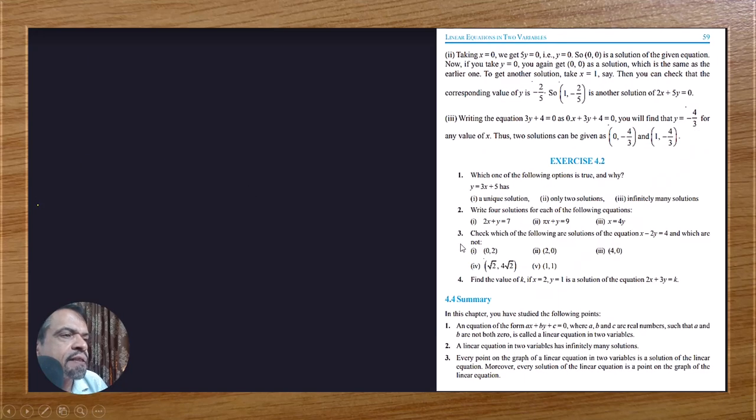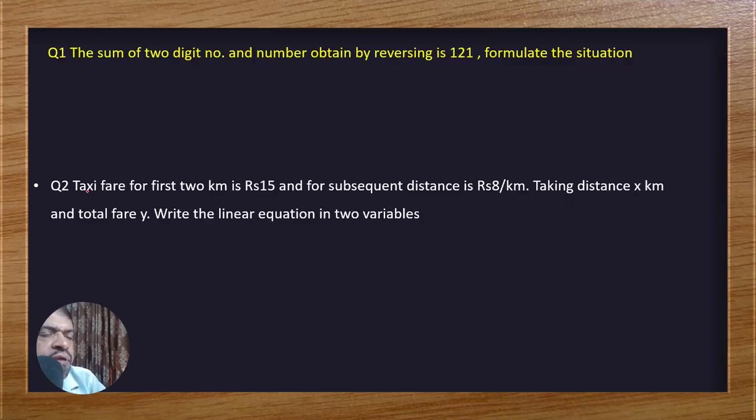Now this exercise we have already done. In the video playlist you can find this one: the playlist for chapter 4, linear equations in two variables. They're very simple. And see student, this kind of question is very important. This is very simple, but you have to practice this kind of question. Now let us have some important questions.